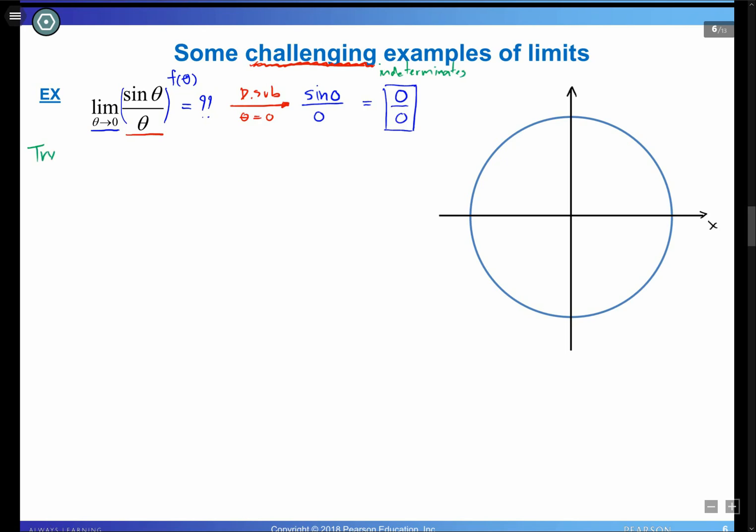Okay, let's try something else. Let's try other techniques. What about we try this factorization? We have tried this before.